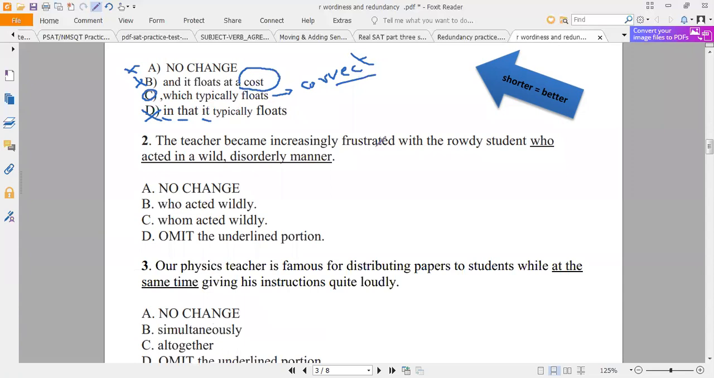The teacher became increasingly frustrated with the rowdy student who acted in a wild, disorderly manner. الريدندنسي هنا موجود ان الفريز دي كلها اللي هي who acted in a wild, disorderly manner is redundancy او تكرار لكلمة rowdy. rowdy هي نفس المينينج، فبالتالي answer A is wordy او فيها redundancy. answer B who acted wildly is the same meaning of the word rowdy. طيب هنا نفس الانسر لكن بدل هو بقت هم، ما تغيرش الوضع كتير. يبقى الكوريكت انسر to omit or delete the underlined portion و insert a full stop ونحط full stop ونشيل كل الكلام ده مش محتاجينه في حاجة، والجملة تقف عند rowdy student لأن التكملة دي كلها عبارة عن زيادة أو repetition لكلمة rowdy.